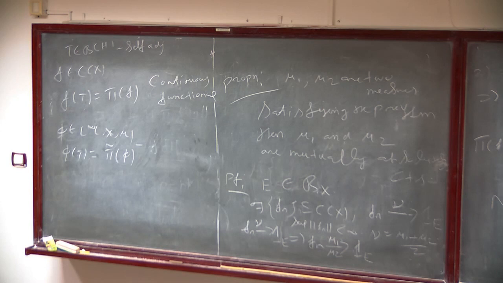It follows from this property. They can take continuous functions, and this implies the measures extending them are mutually absolutely continuous. That implies that the L infinity is the same. There is no difference.